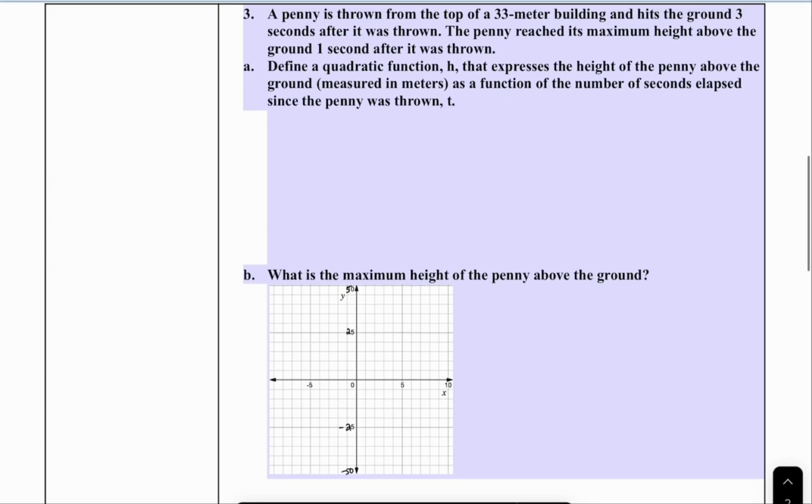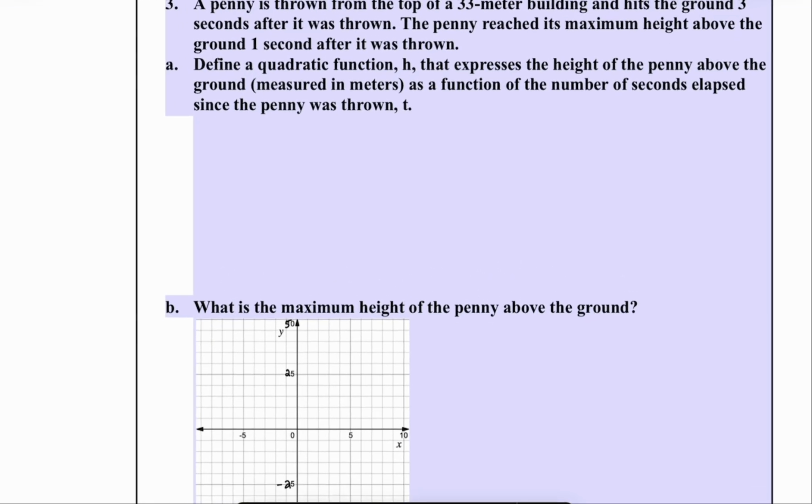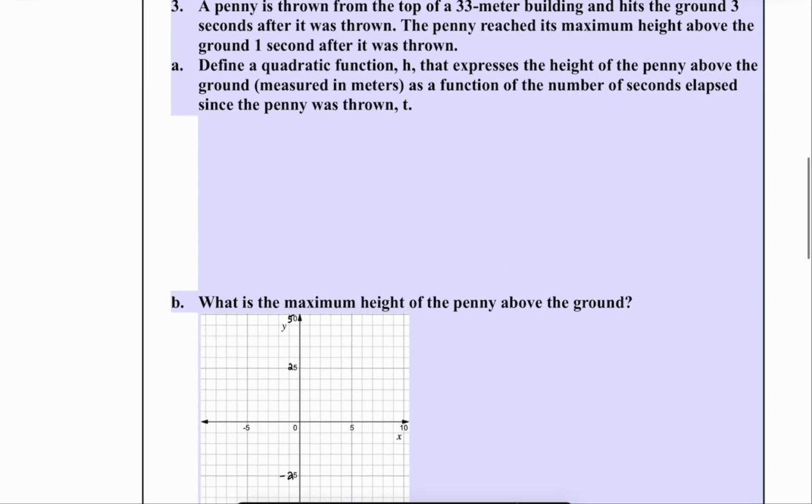Now in question 3, we're going to do the exact same thing. It's just got some words wrapped around it. So don't freak out. Use everything that we've just talked about.